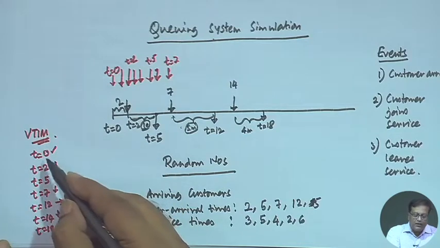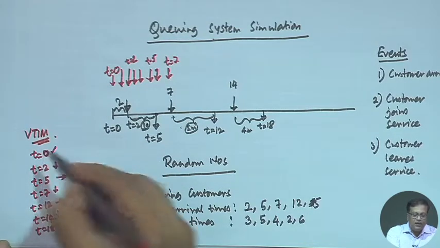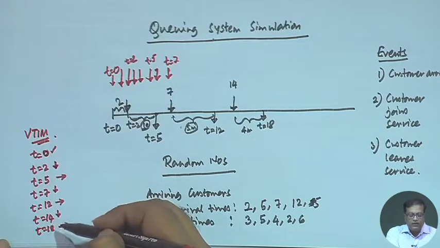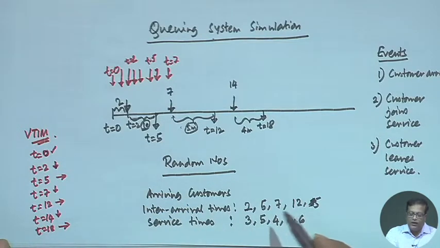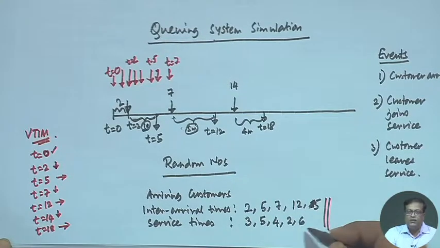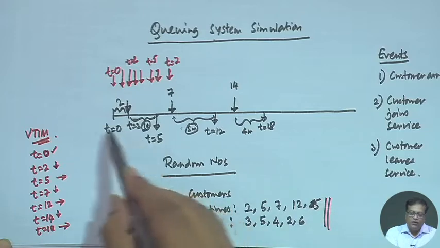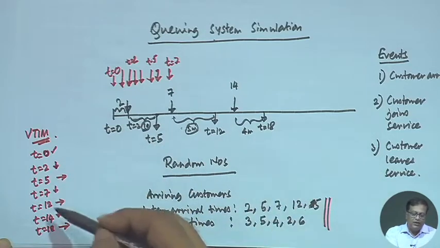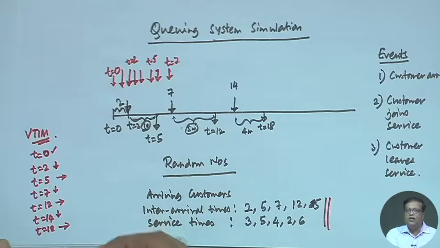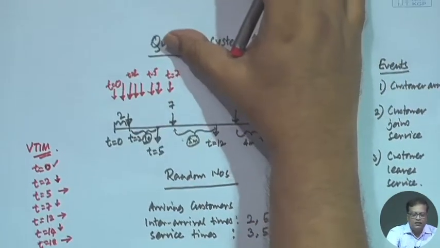We are really changing the system time based on when the events occur. How do you know when events are occurring? Basically, through random numbers, we have already generated these inter-arrival times and service times, and we have created this map already, and therefore we know, and therefore we increment the system only at these specified times.